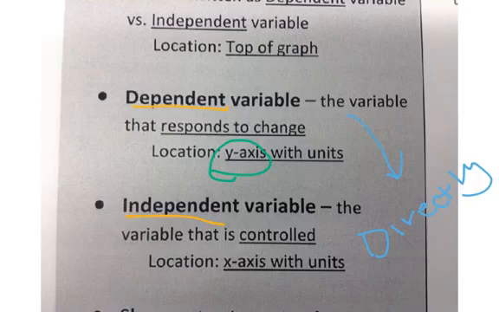So the example I always give in my class is if I were to increase how often I run per week, how would that affect my mile time? I am independently changing how often I run, and the dependent variable would be how long my mile time is. The independent variable is always written on the x-axis. And very important, as in all science classes, you must remember to do your units.